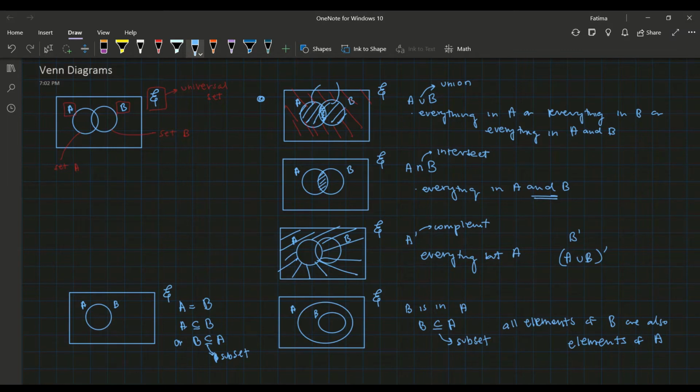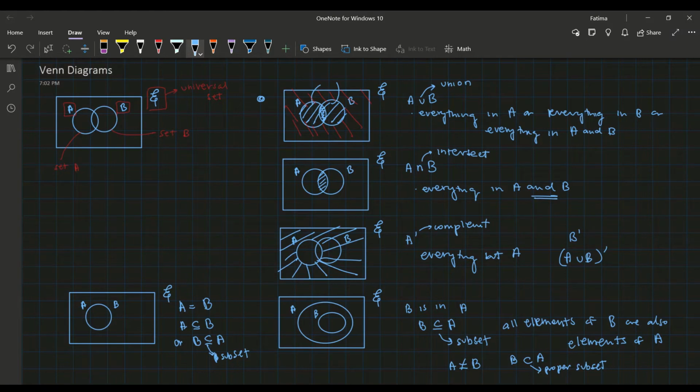Now, on the right-hand side, coming back to this diagram, as I've said that not all of the elements of A are elements of B, therefore you can say that B is a proper subset of A. And that is because A is not equal to B. So when they're equal to each other, they can be subsets, but if they're not equal to each other, they can be a subset or a proper subset.